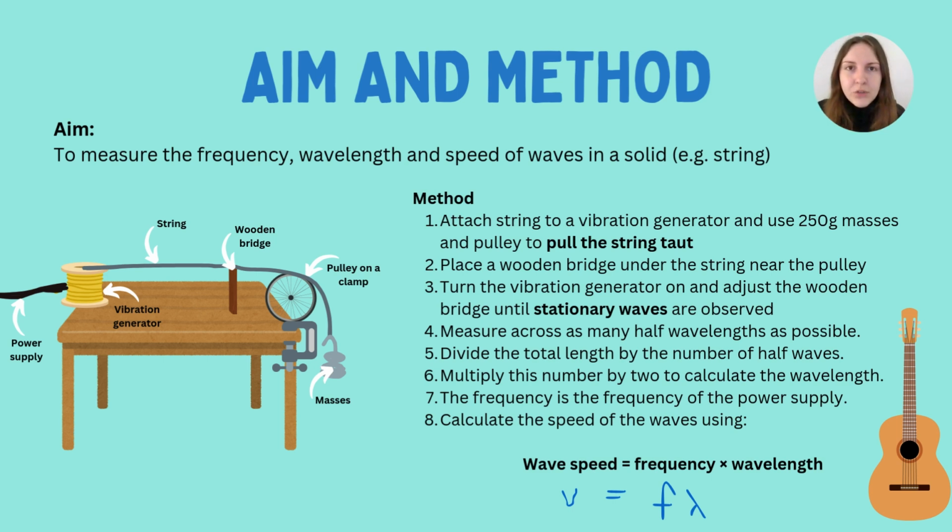But anyway, we produce these waves, and all we need to do, the next step, is to measure across as many wavelengths as possible from the vibration generator all the way to the wooden bridge. You're going to measure that total length, and then we're going to be able to work out the wavelength of that wave. And I'll show you how to do this in a moment as well. After this, you want to multiply this number by 2 to calculate the wavelength. Again, I'll show you how to do this. And then you're going to put this into the wave speed equation, which essentially is wave speed equals frequency times wavelength. And I'll give you some examples too. So that is generally the method you're going to want to use.